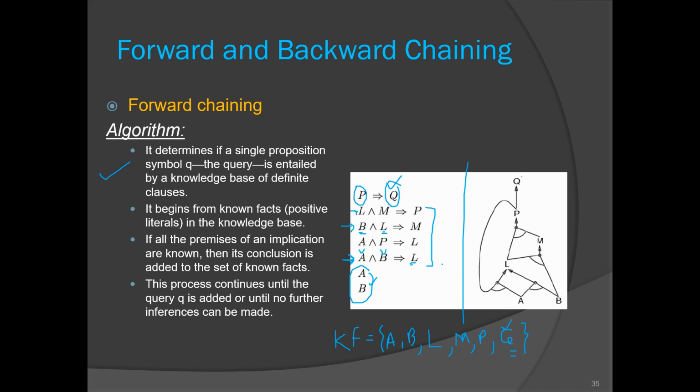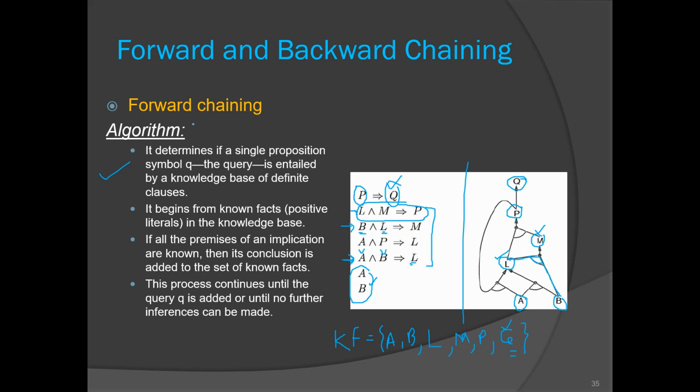So from this diagram, let us see. Initially A is known, B is known, so we say that L is also known. Now see, this implication is represented by this arc. We have the implication B and L implies M. L is known, B is known, so M is known. Now we have this implication, L and M implies P. L is known, M is known, so P is known. As P is known, Q is known.